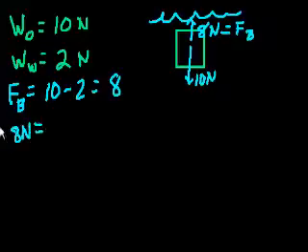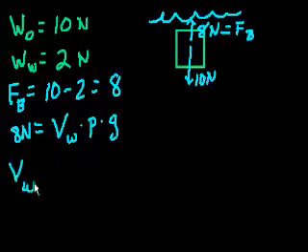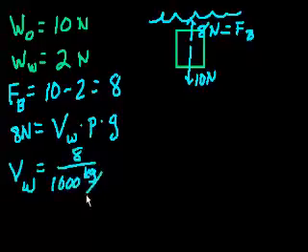And what is the weight of the water displaced? That's the volume of the water displaced times the density of water times gravity, right? And so what is the volume of water displaced? Well, we just divide 8 newtons by the density of water, which is 1,000 kilograms per meter cubed. Right, this is 8 newtons.